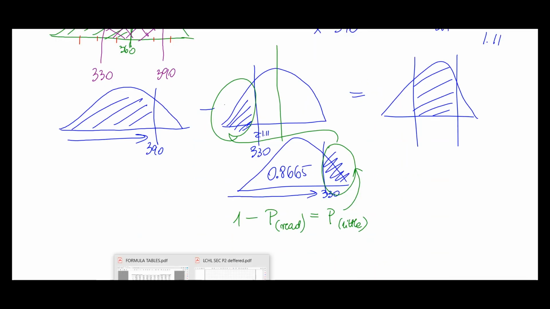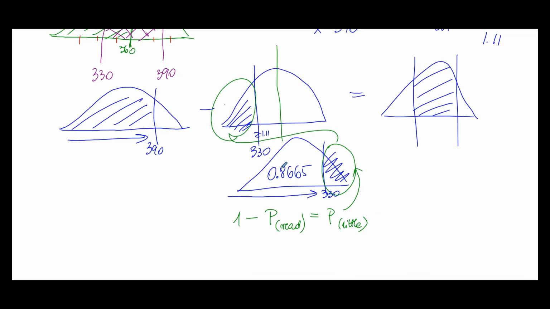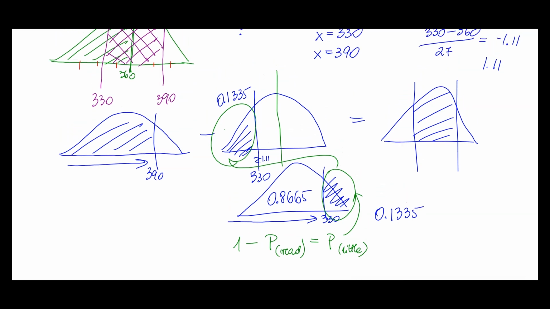So that is 0.8665. Did I get that right? 8665, yes. So now 1 minus 0.8665 will give me the value of 0.1335. So that's my little part here, 0.1335. Now I'm looking for that value here, that probability.